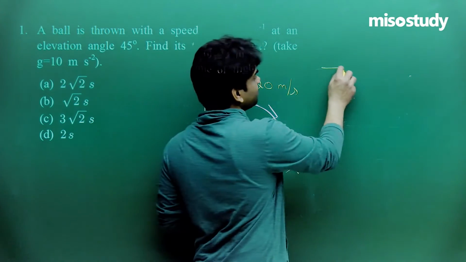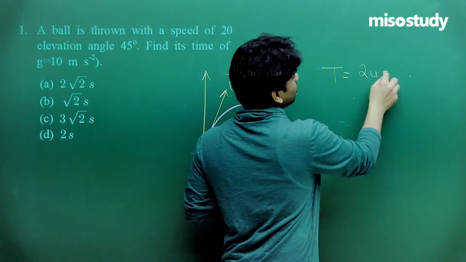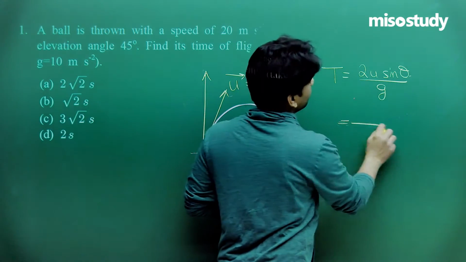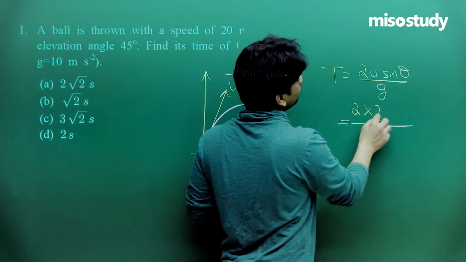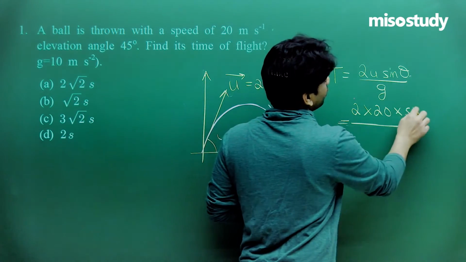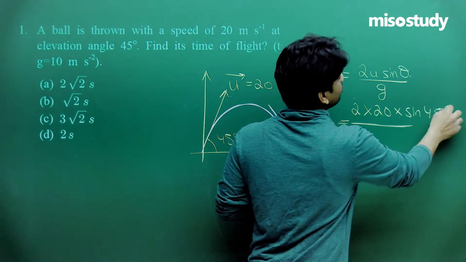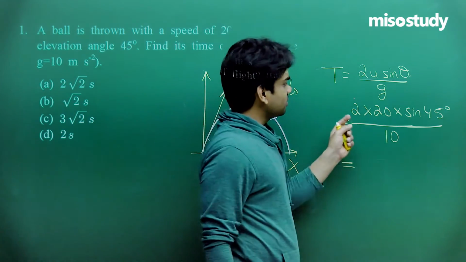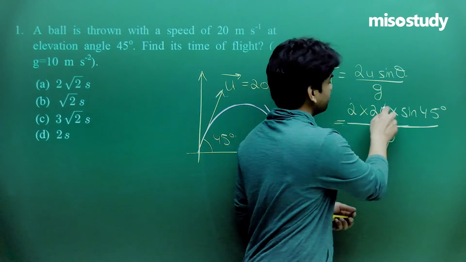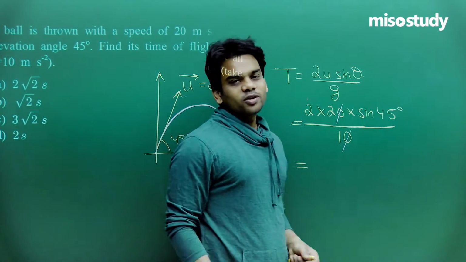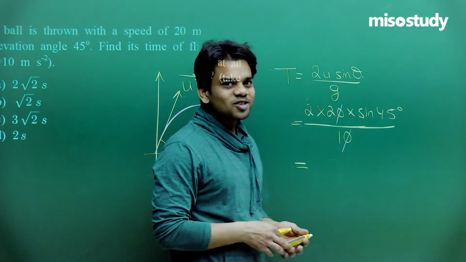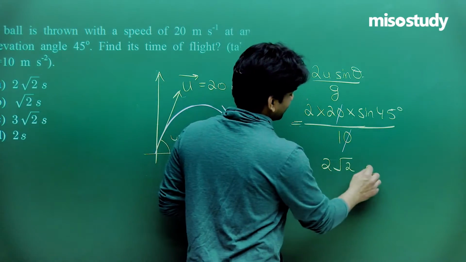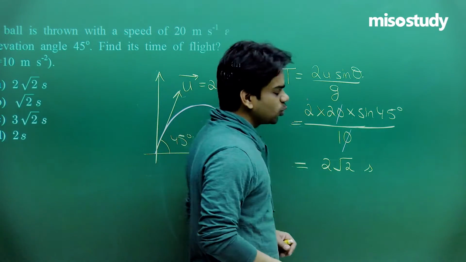Now time of flight, t is equal to 2u sine theta by g, and let us go ahead, put in the values. 2 into 20 sine 45, that is the theta that we are talking about, g is 10. If we solve this, 10 and 10 will be cancelled out. 2 into 2 is 4, sine 45 is 1 by root 2, you can easily solve it. That will come out to be 2 root 2 second. You can easily check, the answer will be 2 root 2 second.